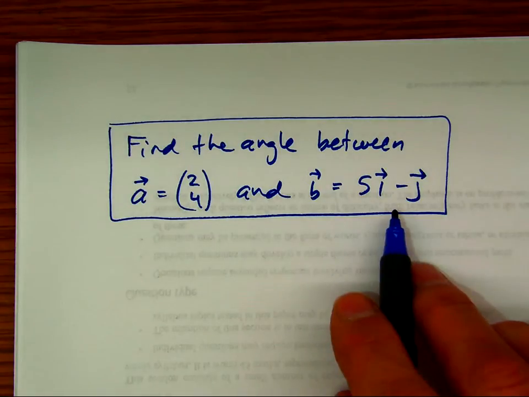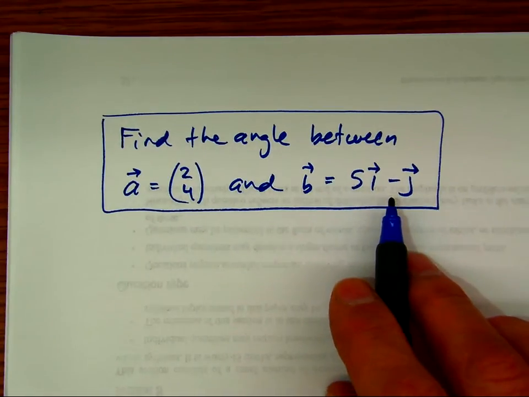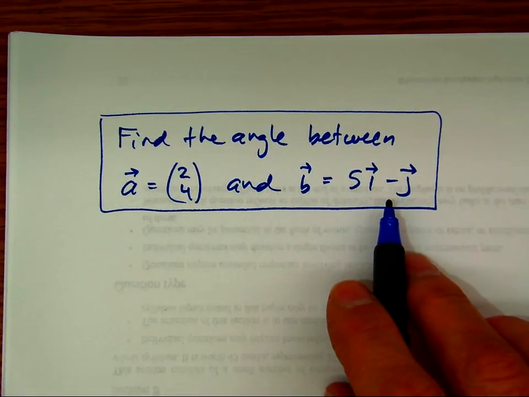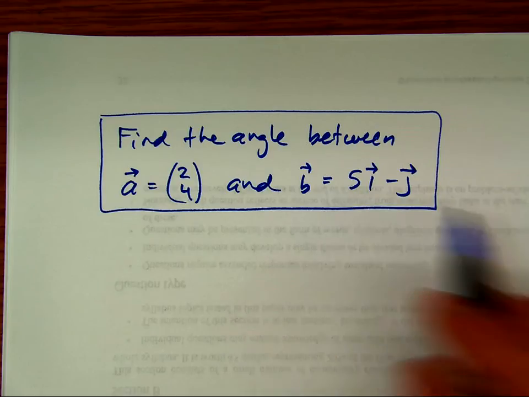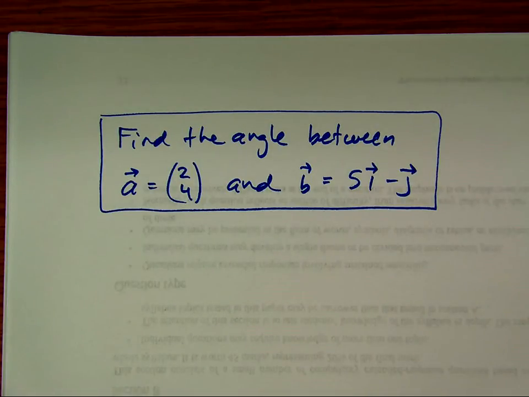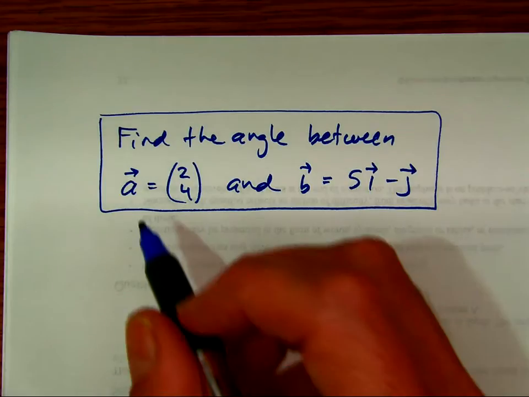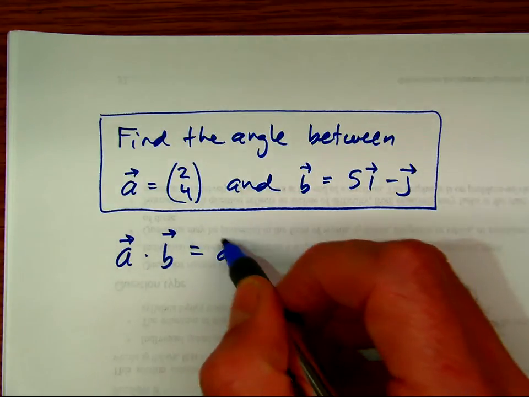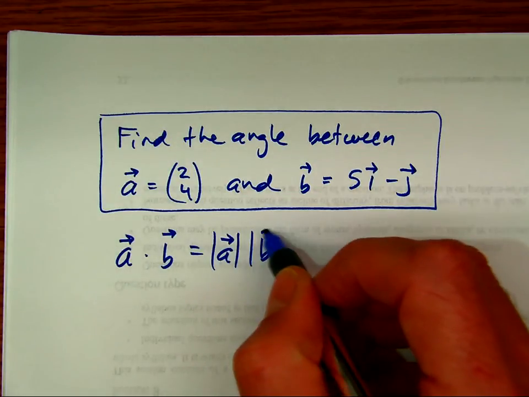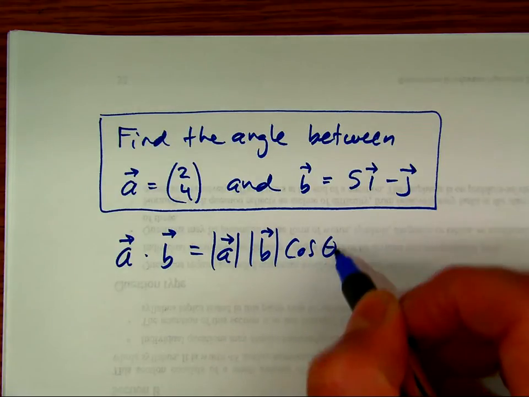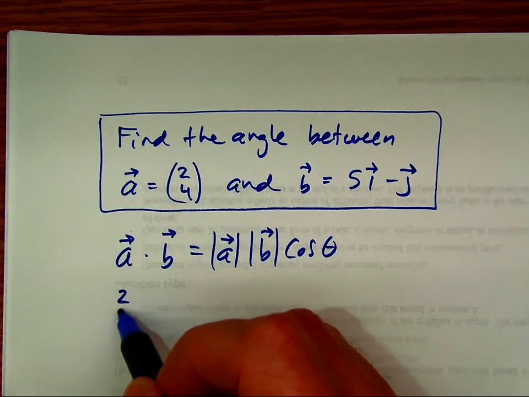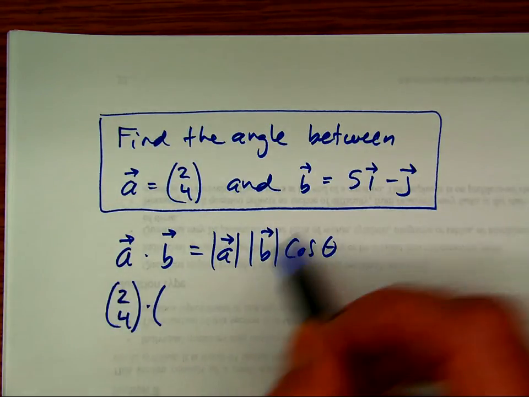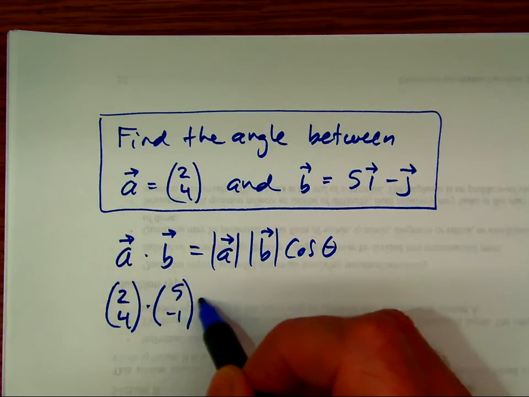And let's just keep practicing using the different notation. So go ahead and pause the video and find the angle between these two vectors. A is 2, 4. B is 5, negative 1.